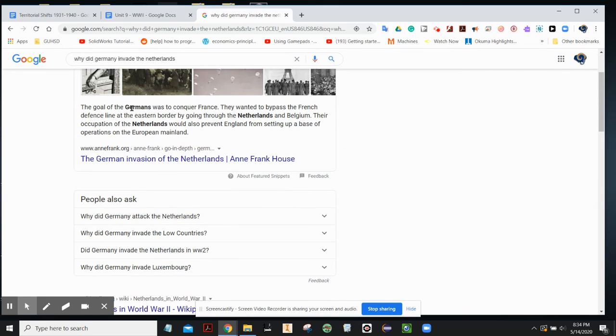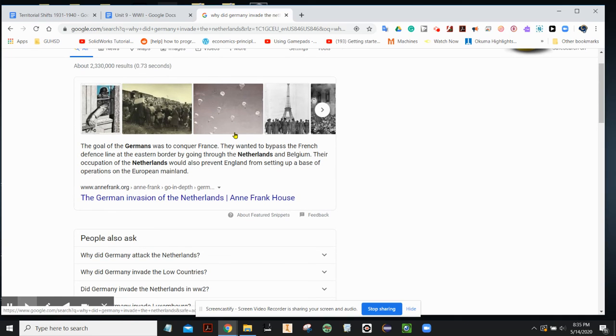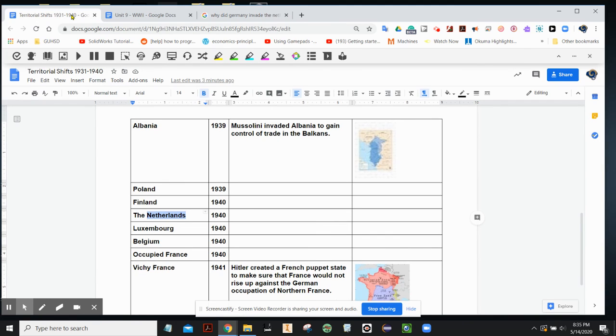The goal of the Germans was to conquer Europe. They wanted to bypass the French defense line at the eastern border by going through the Netherlands and Belgium. Their occupation of the Netherlands would also prevent England from setting up a base of operations on the European mainland. We know exactly why. It's kind of a really cool thing that this one comes up and it becomes really important. Again, it's strategic position.